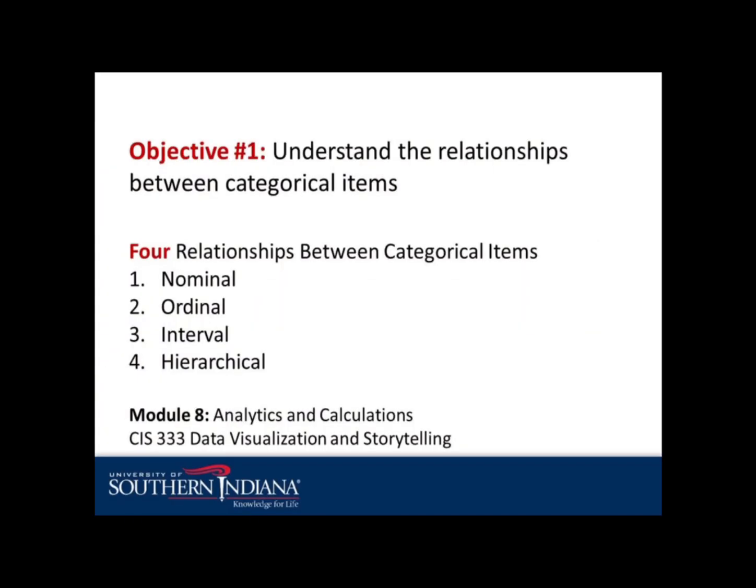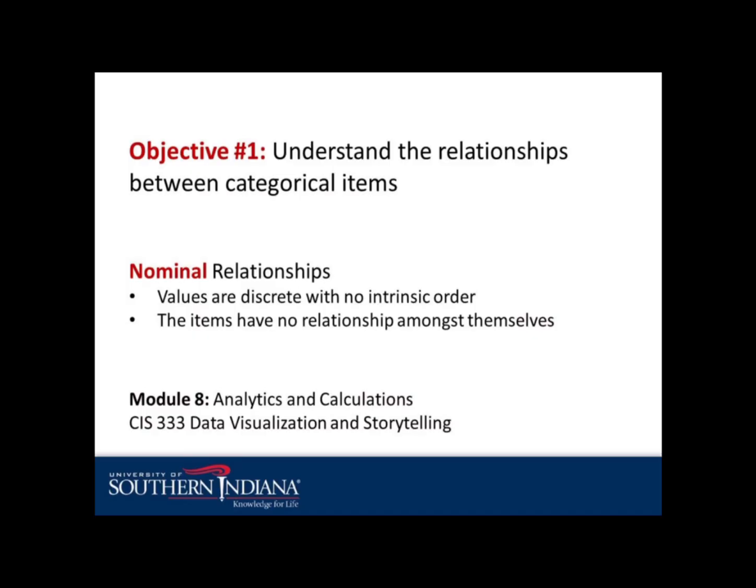So there are four types of relationships between categorical items. There are nominal, ordinal, interval, and hierarchical. We're going to go over each one of those one by one.